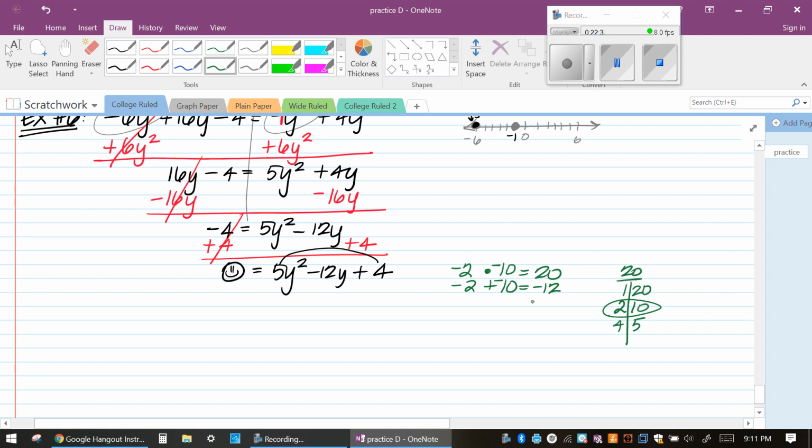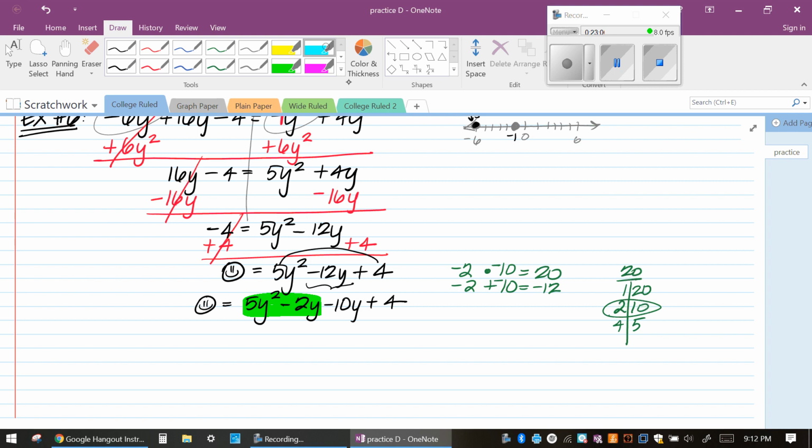Okay, the factors that would work are negative 2 and negative 10. Since our leading coefficient is not a 1, I'm going to rewrite this as 5y squared minus 2y minus 10y plus 4. Remember that factoring changes what a problem looks like, but it does not change the value. So if I wanted to, I could combine like terms, negative 2y minus 10y, and that would give me the original negative 12y that I had.